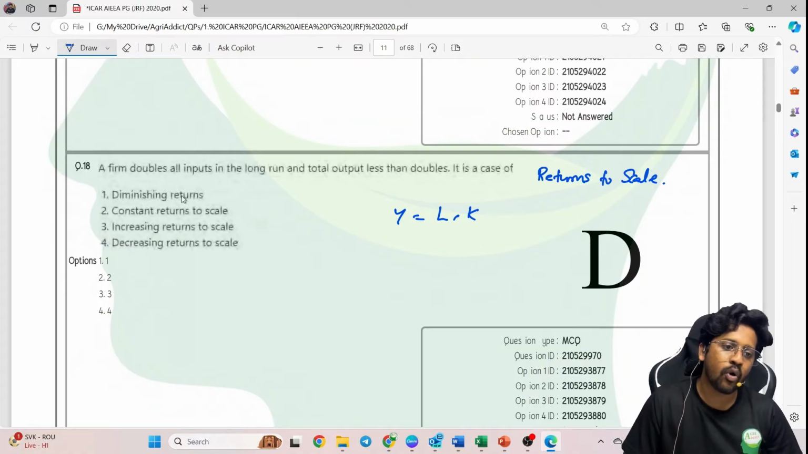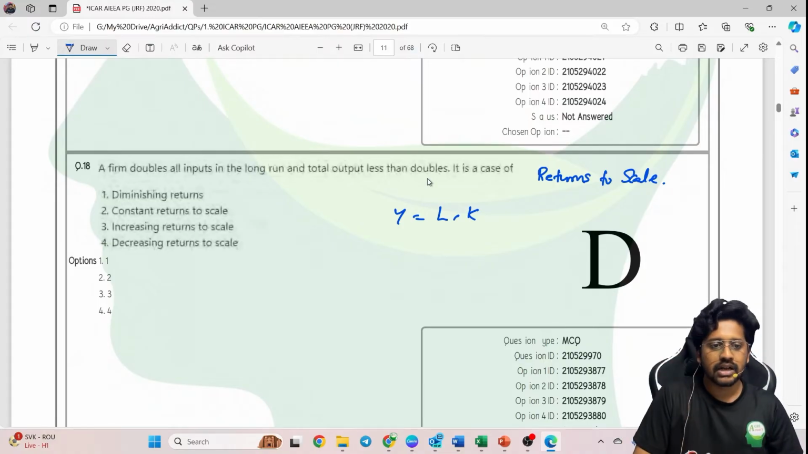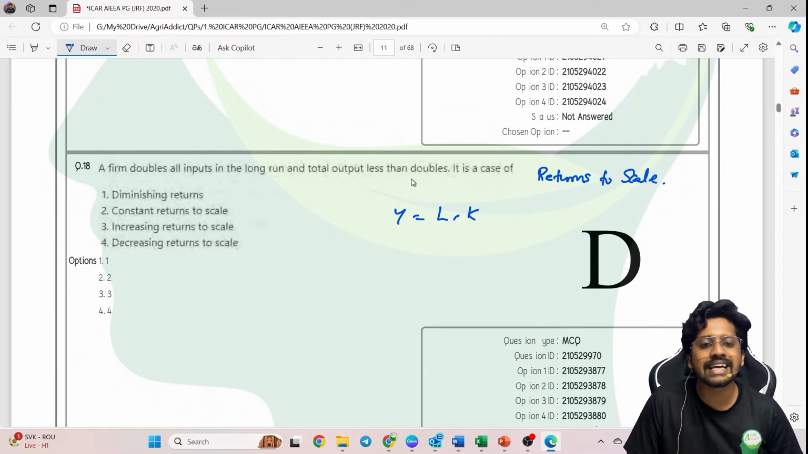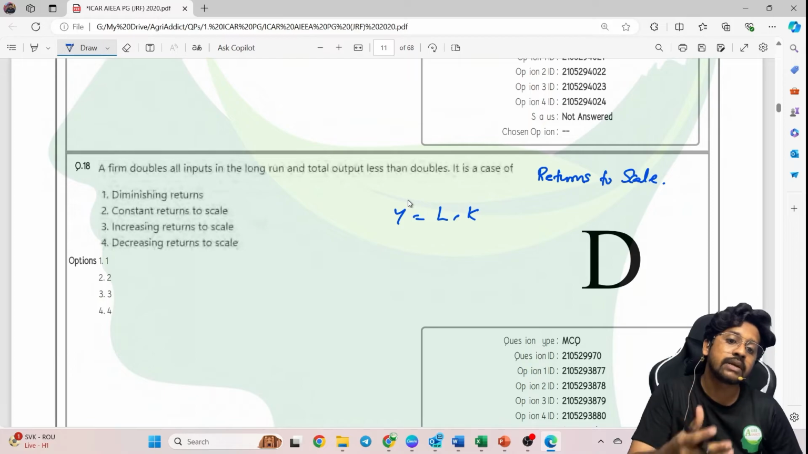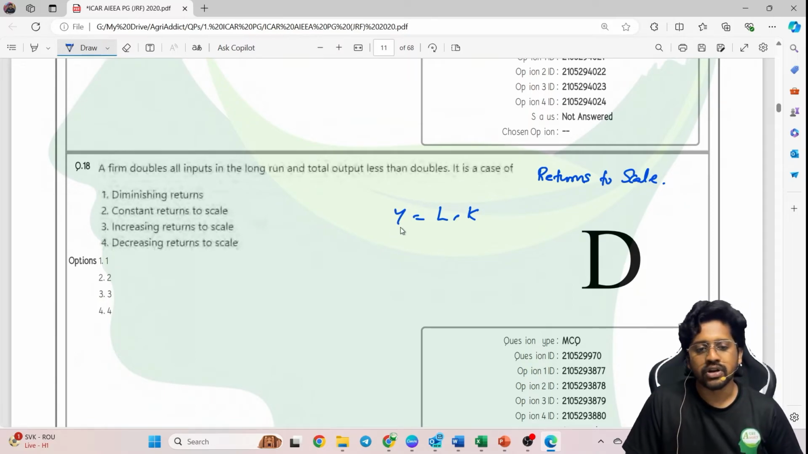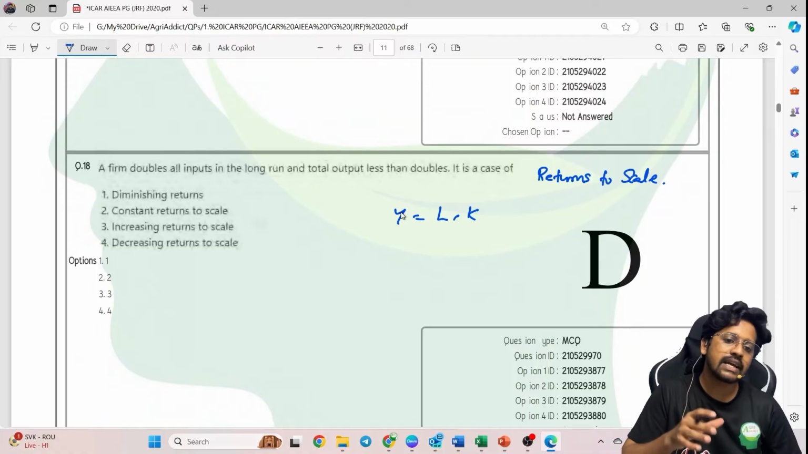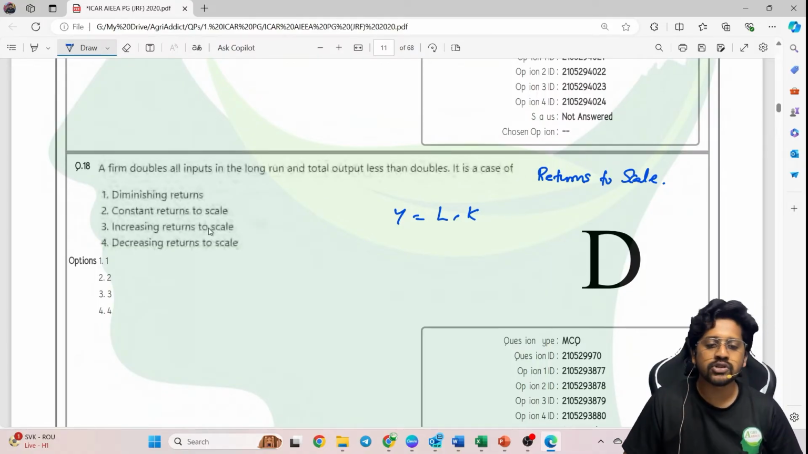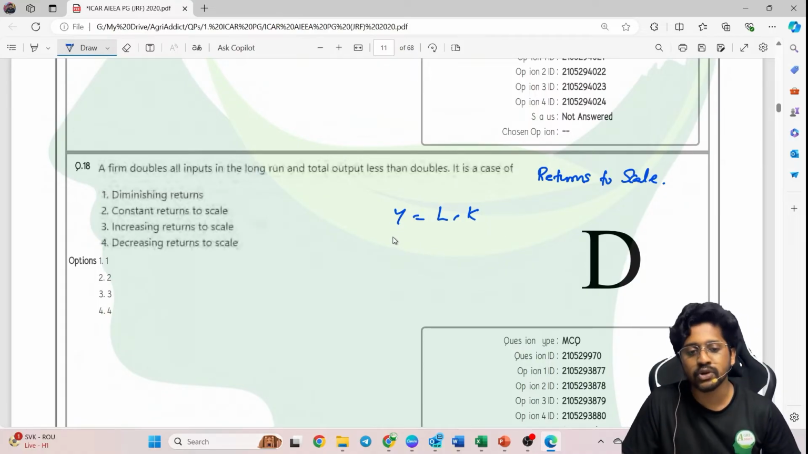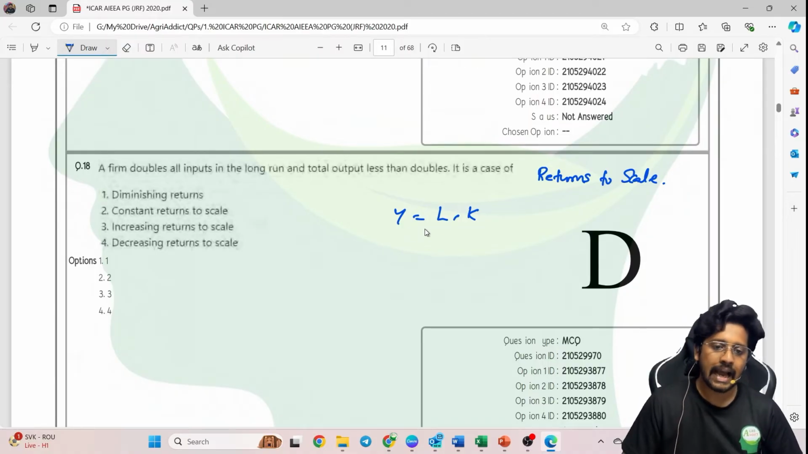So a firm doubles all its inputs, so the labor as well as the capital has been increased 2 times. And what happens in the Y? Here the situation goes like this: the total output less than that of doubles, that is there is no 2-time increase in the output. So there we can say that corresponding increase is not happening in the output, so therefore it is meant to be decreasing returns to scale. That is, when 2 times increase happened in all the inputs, the output has increased only less than 2 times. So therefore the answer will be D, decreasing returns to scale.